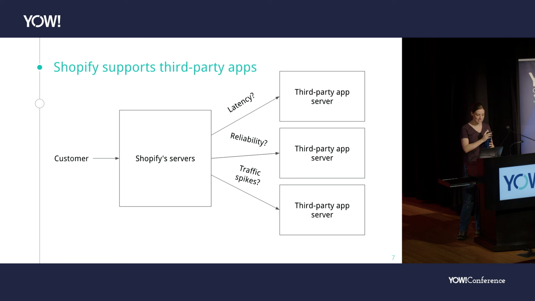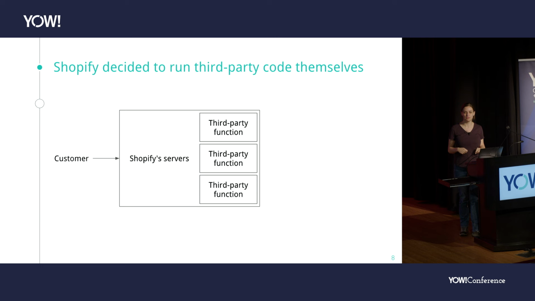So what do we do here? And what did the Shopify developers do? They decided that they wanted to have, for some situations, the ability to run third-party code themselves. The third-party app developers could build the logic that they want to integrate into part of the Shopify product, in part of the critical flow, where Shopify would host and run those functions itself.